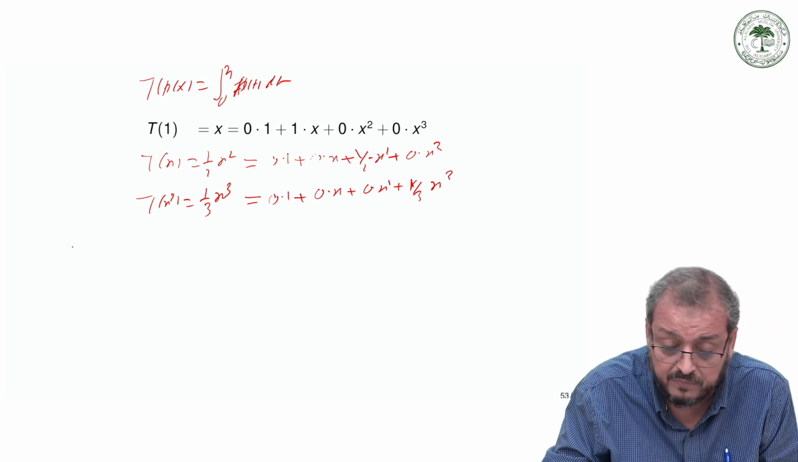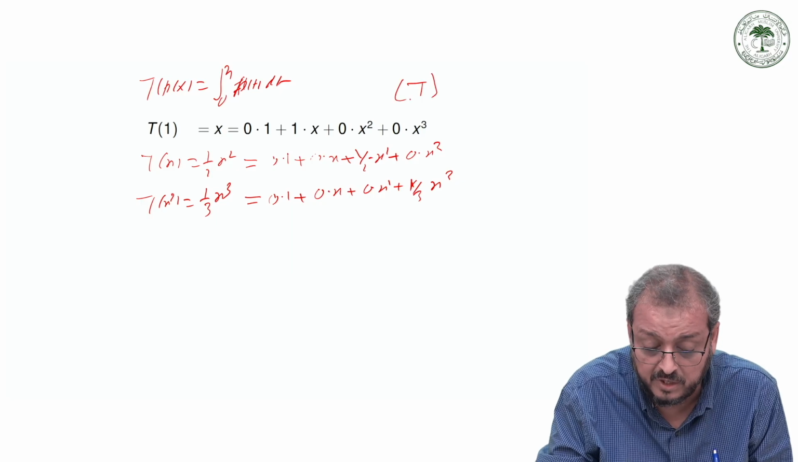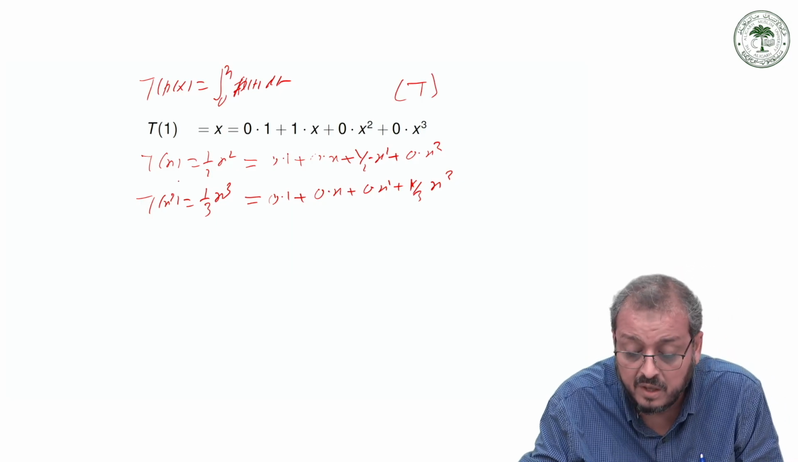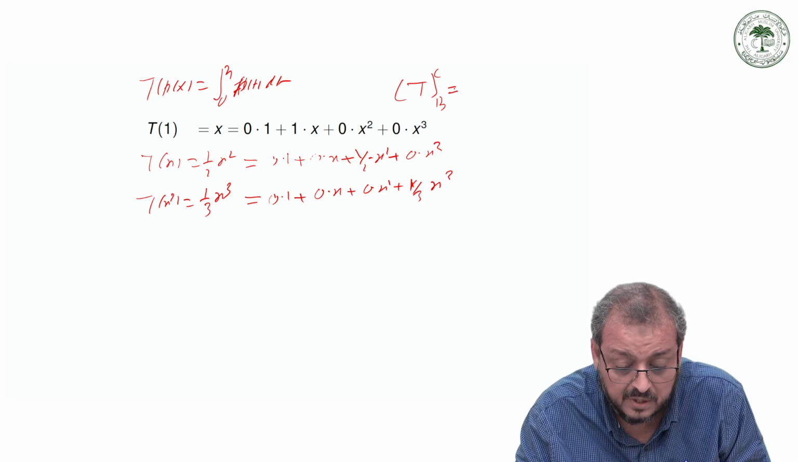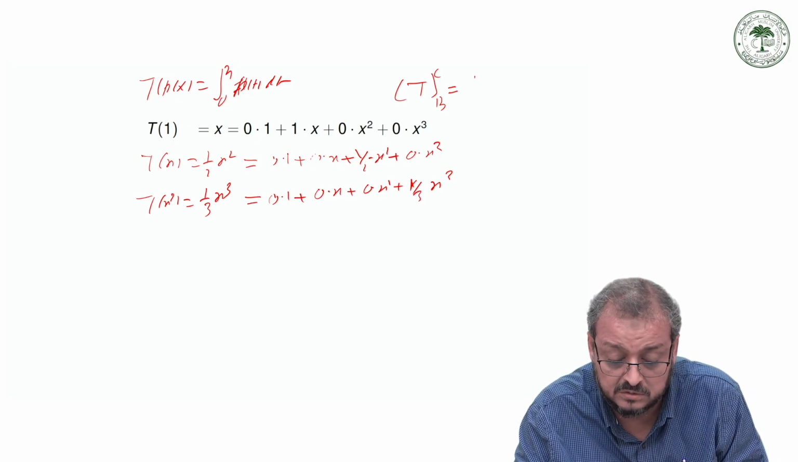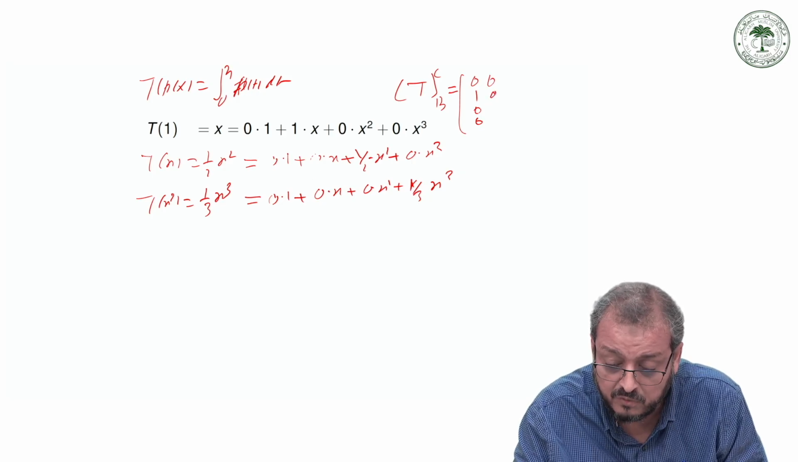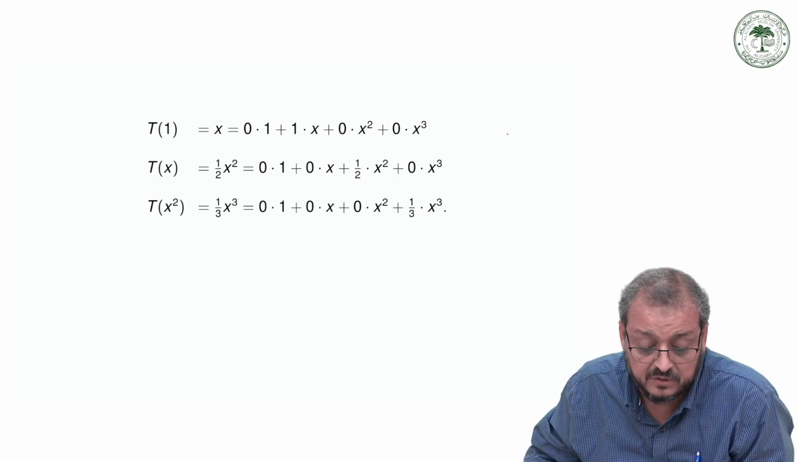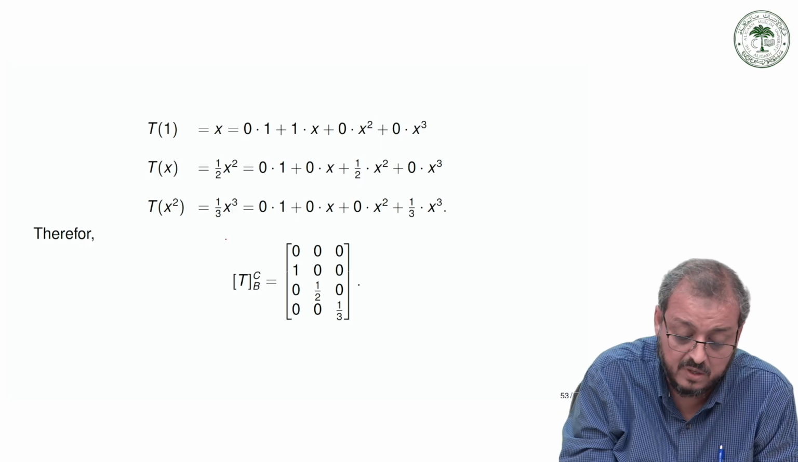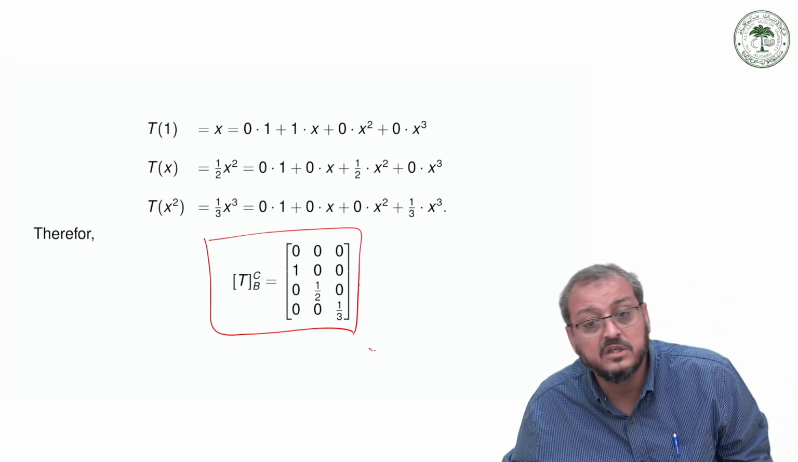This matrix T corresponding to the basis B to C is equal to the matrix with rows 0 1 0 0, then 0 0 1 by 2 0, and 0 0 0 1 by 3. So we just have to calculate this matrix in this form.